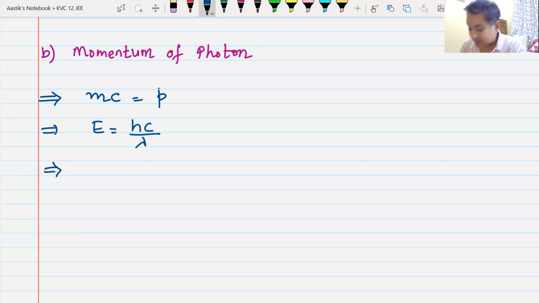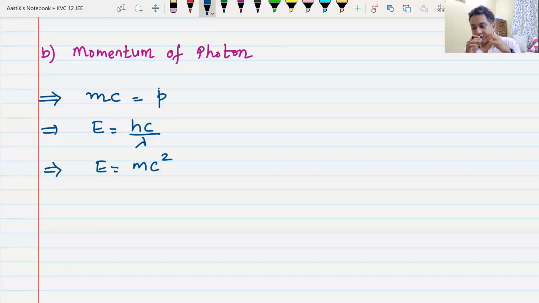How do you find out the mass of a photon? Remember, this energy of the photon is also equal to mc², where m is the mass and c is the speed of light. Now combining these three equations, you can find out a variety of things. For example, you can find out the momentum of a photon.